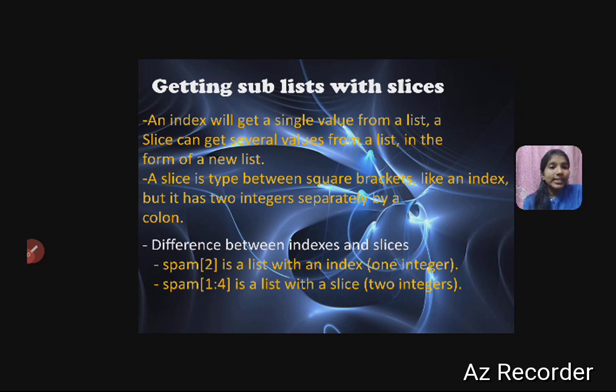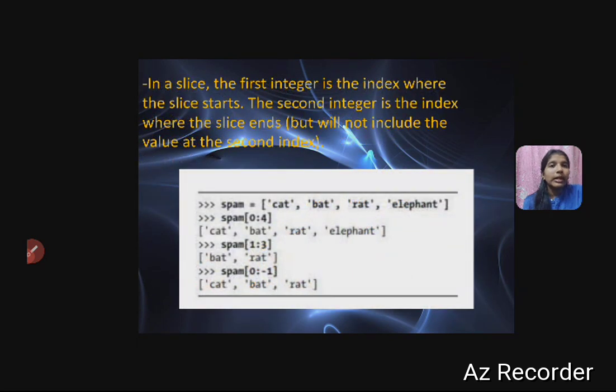Difference between indexes and slices. spam[2] is a list with an index, one integer. spam[1:4] is a list with a slice, two integers. In a slice, the first integer is the index where the slice starts. The second integer is the index where the slice ends, but will not include the value at the second index. So again, here is a program.